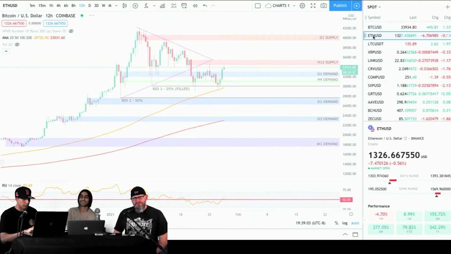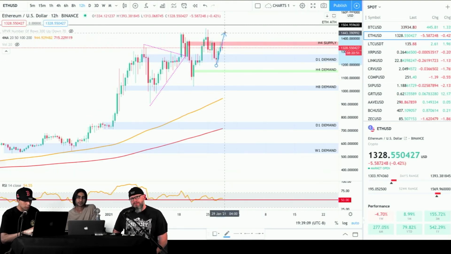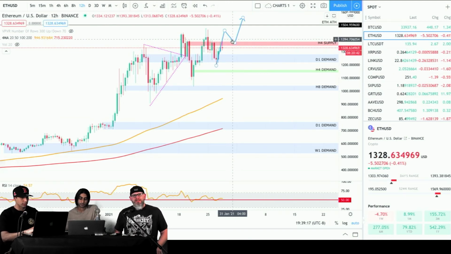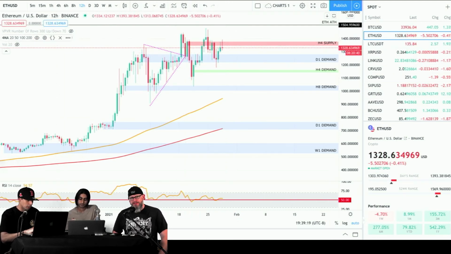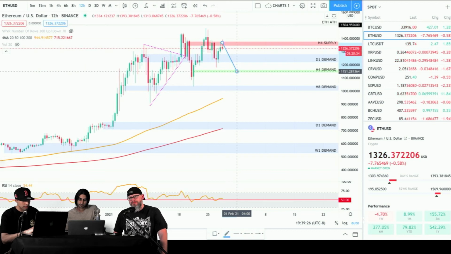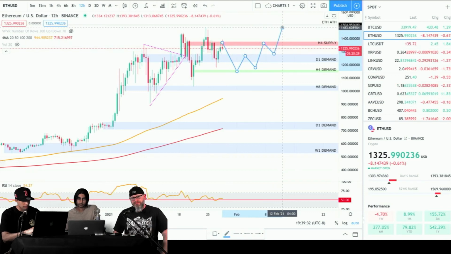So that was for Bitcoin. Ethereum: we bounced off this daily demand. We need to get back above this 4-hour supply and retest before continuation up. That's the bullish side: get above this 4-hour supply, which is around 1370. We're at the 4-hour supply right now. So the bearish side would be to reject off of it, come back down and tap this 4-hour demand before potentially reversing the trend upwards.